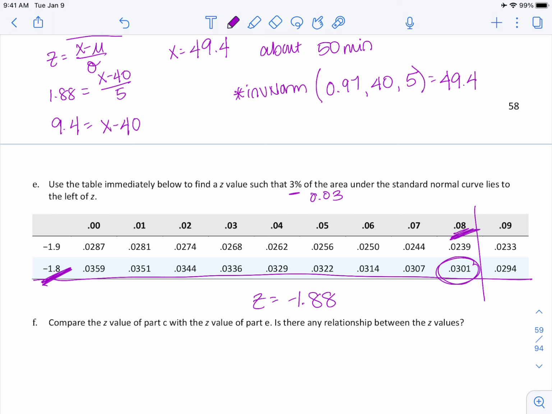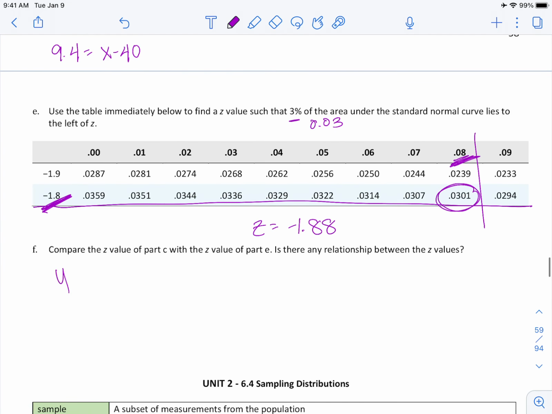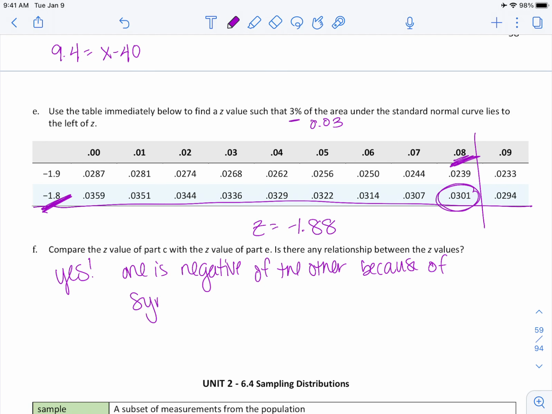Compare the z value of part C with the z value of part E. Is there any relationship between the z values? Hopefully you noticed, yes. One is the negative of the other. And this is because of the symmetry of the normal distribution.